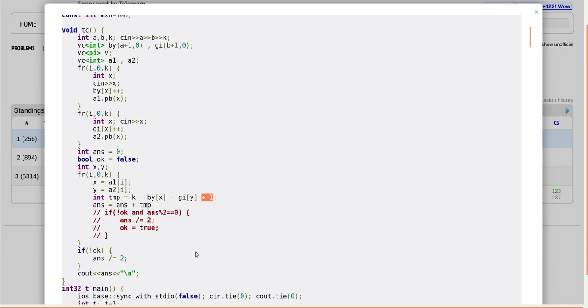So that was it, and at the end we have to divide the answer by 2 because we were double counting it. So we were actually counting permutations, but we needed combinations, so that's why we have to divide it by 2 and then print the answer. That's it. D and E will be covered in separate videos, so you can check that out.